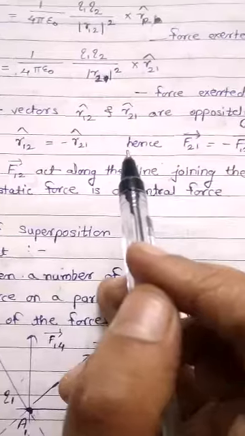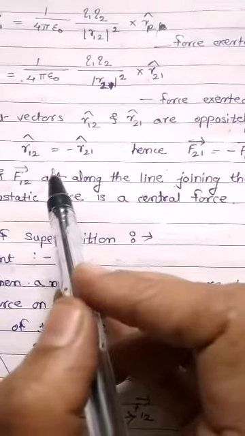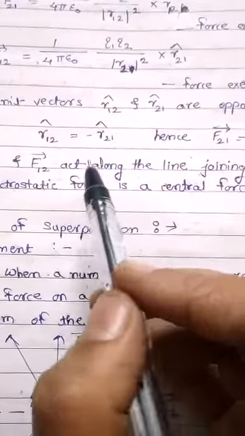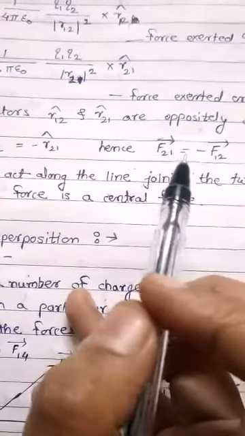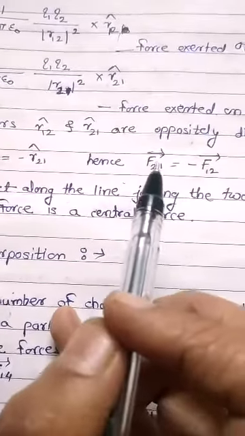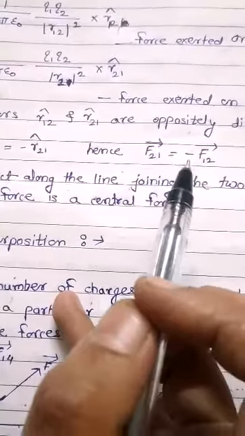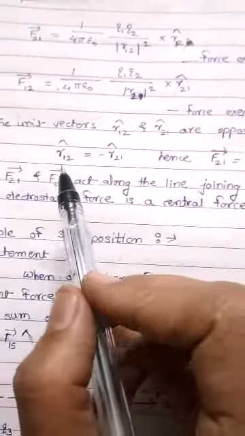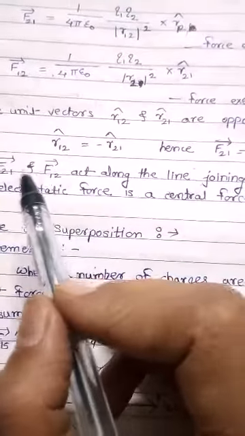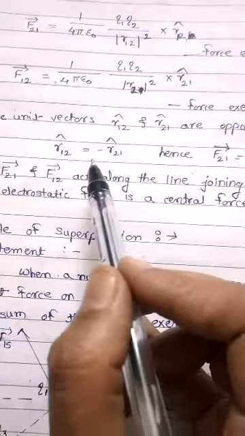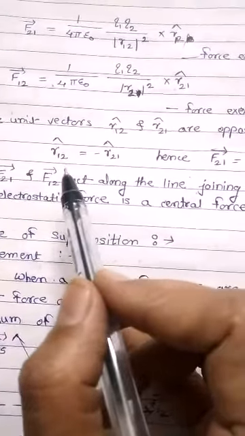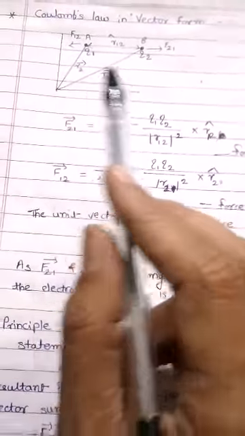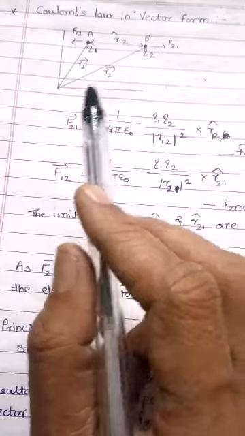Hence the unit vectors r12 cap and r21 cap are oppositely directed, so the forces are also directed oppositely. F21 vector is equal to minus F12 vector. Thus the two charges experience forces of equal magnitude and opposite direction, so these two forces form an action-reaction pair.